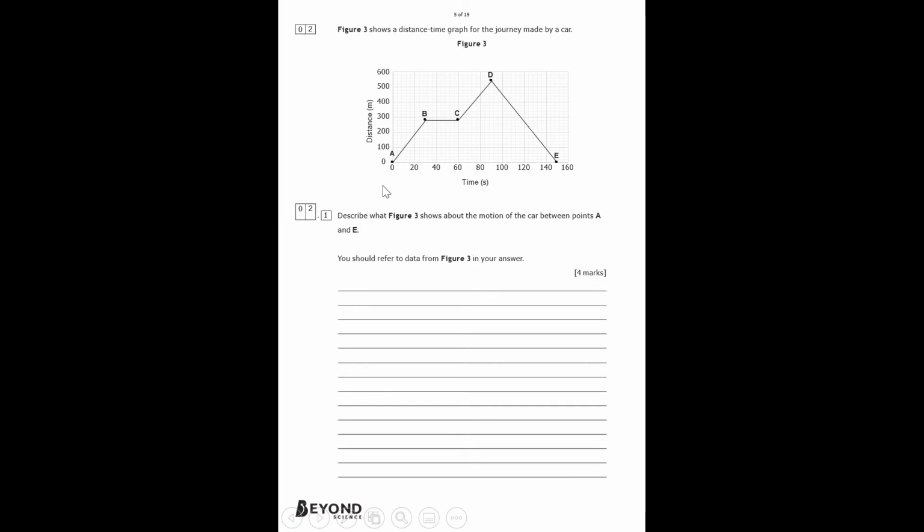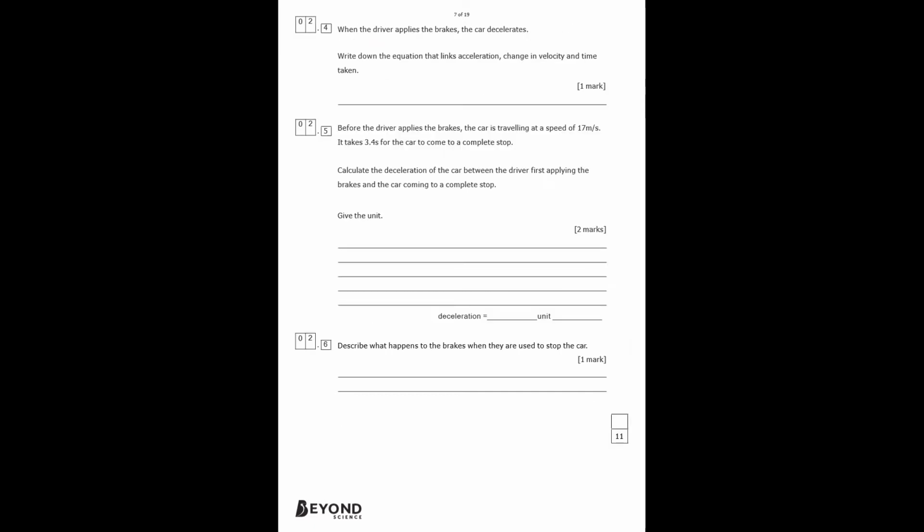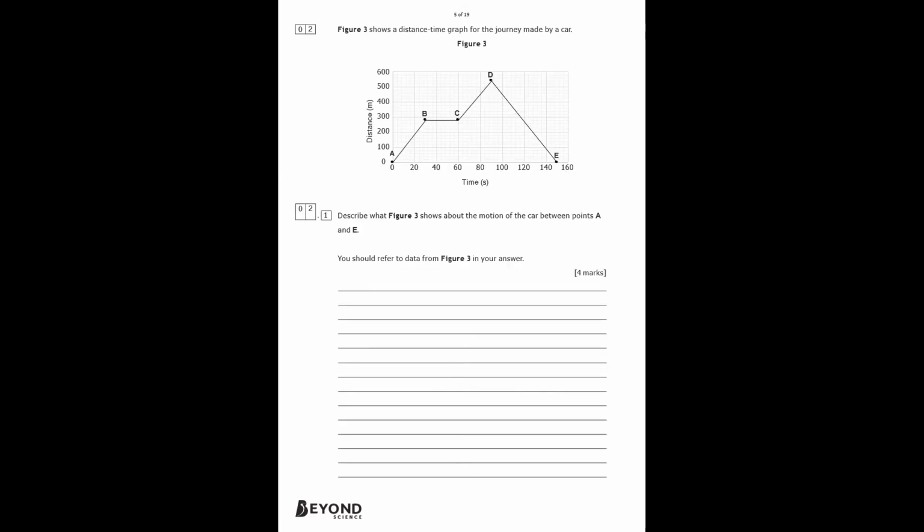Question 2. This is about distance time graphs and also the stopping distance and reaction time, I assume, of drivers when they see a hazard. So, to begin with, figure 3 shows a distance time graph for the journey made by a car. Distance on the y-axis and time going along on the x-axis. From this graph we can interpret things about its journey.